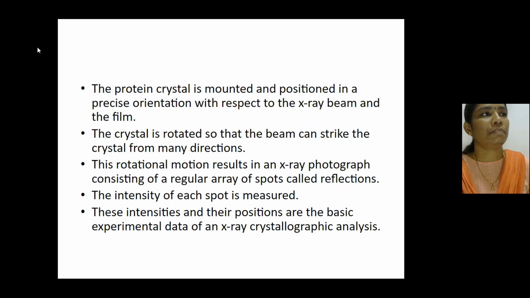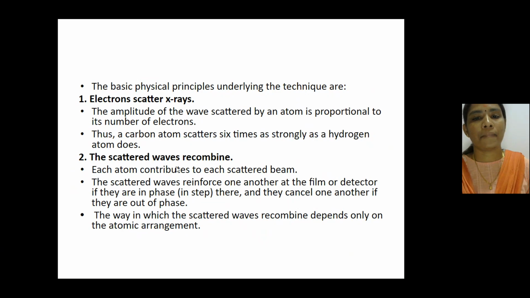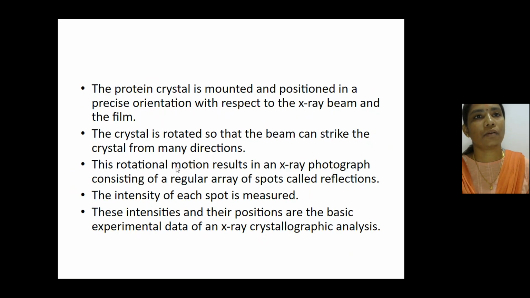So what you have seen in the picture is a crystal that is mounted and positioned in a precise orientation with respect to the X-ray beam, and there is the detector film. The crystal is rotated so that the beam can strike the crystal from many directions. We know that when the atoms are in phase with each other, they reinforce. That's why the crystal is rotated in different directions and the beam is passed.